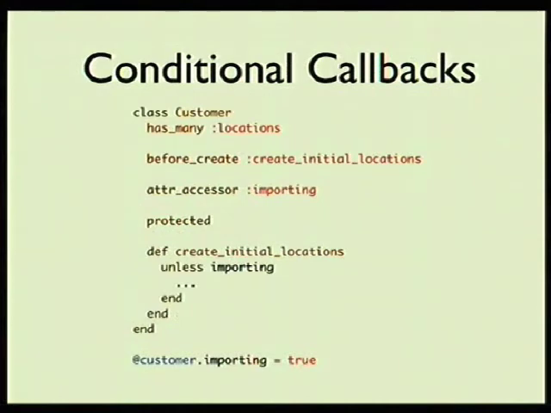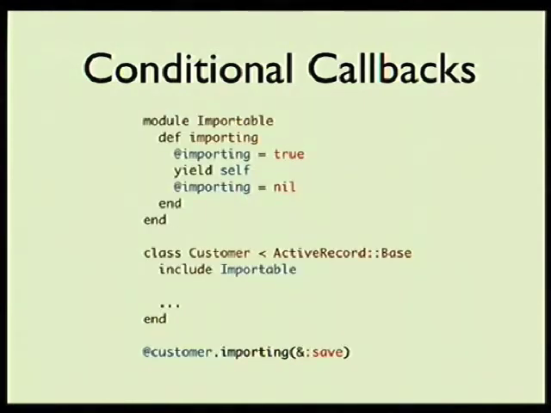A similar technique for callbacks instead of validations is you can do the same thing, have the attr_accessor, and then in your callback just wrap that around an unless or an if to escape doing so. So if you really have callbacks on your model, but you want to not do them when you're importing, you can just set importing to true, and then it won't run them.